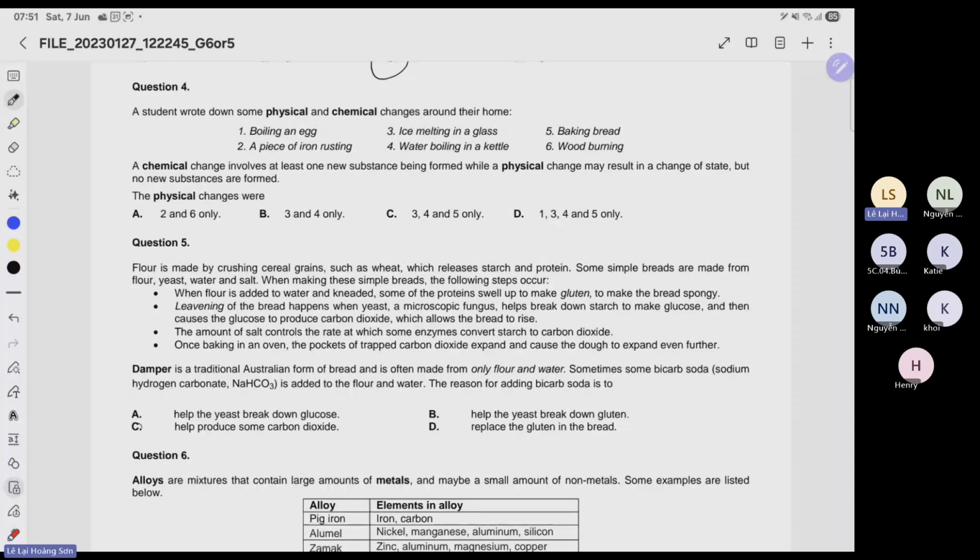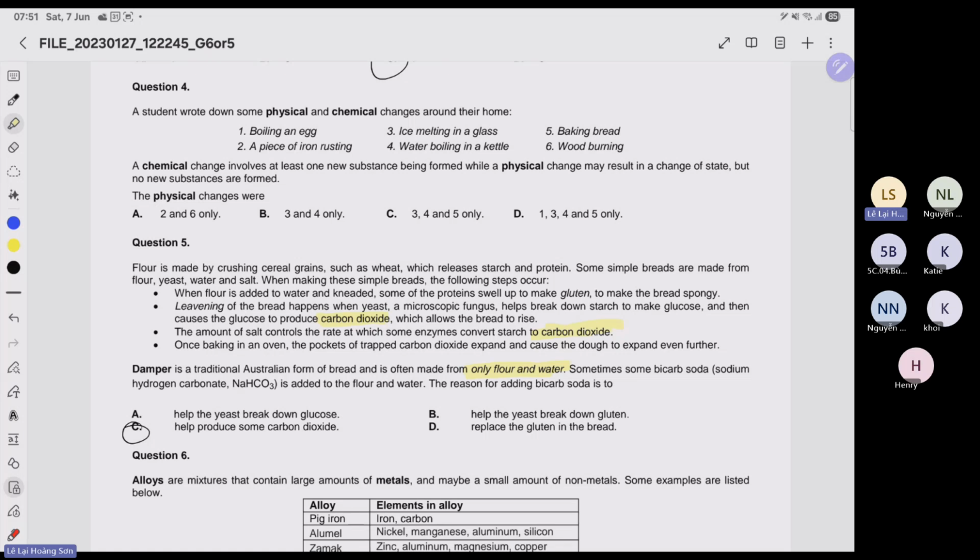See why? Let me explain. Because one of the steps is that you need to produce carbon dioxide, right? When you make bread using yeast, it will break down starch to create some carbon dioxide, and then when you bake it, the carbon dioxide will expand, and then it will cause the bread to rise. All right. Now you make it with only flour and water. You don't use yeast here.